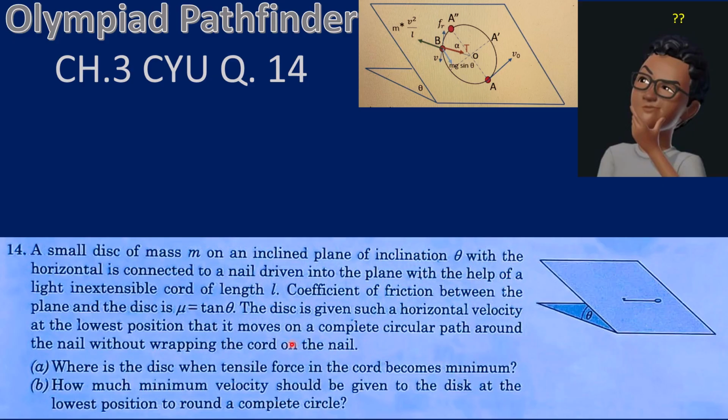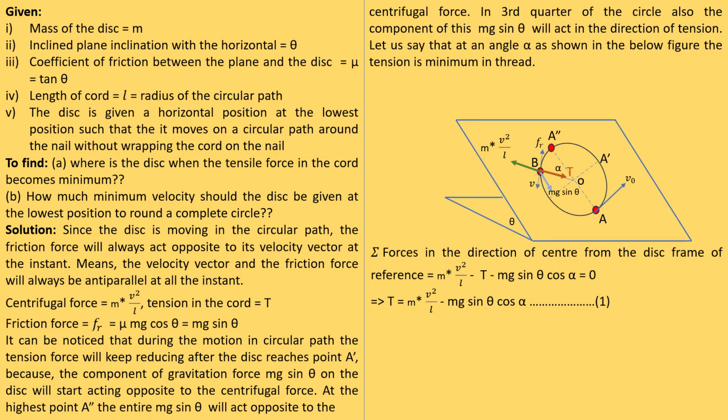But one important point here is given: without wrapping the cord on the nail. So it means the radius throughout will be L, the length of the cord, because L is not shortening. It is not wrapping on the nail. So, to find: where is the disk when the tensile force in the cord becomes minimum, and how much minimum velocity should be given to the disk at the lowest position to go around a complete circle. So let us solve this question.